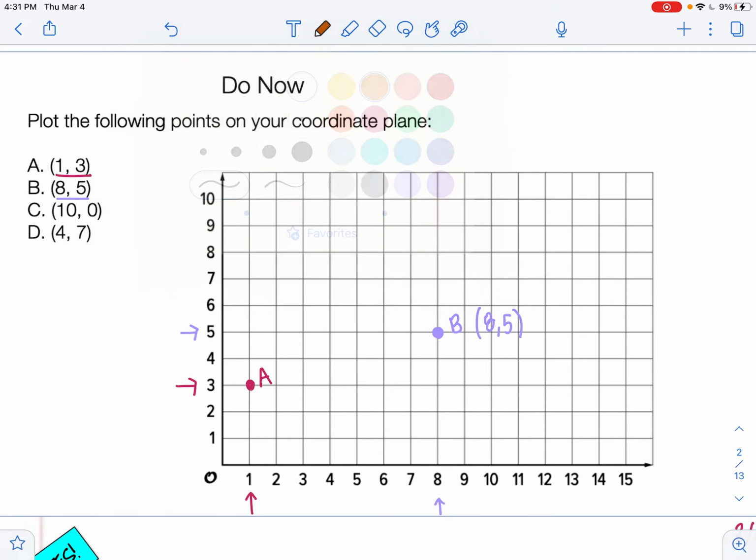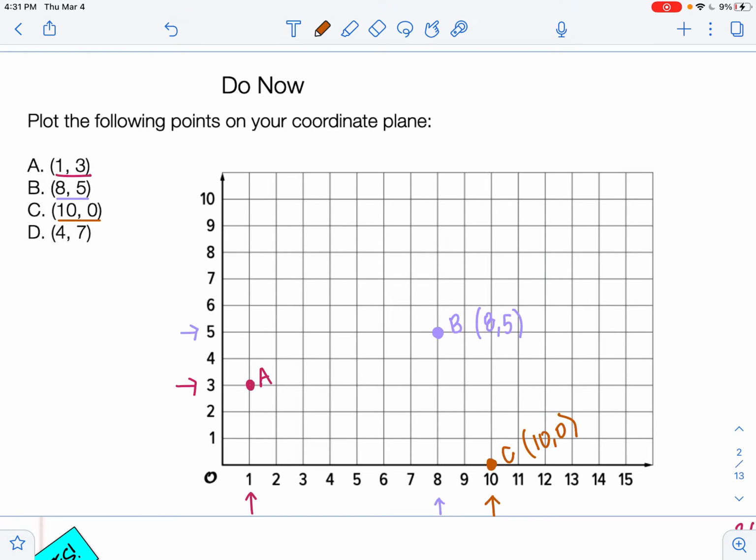The next example we have is (10, 0). The 10 tells us that we need to move 10 spaces to the right. Find my 10 on the x-axis. And the 0 tells me that I don't need to move up or down at all, because my y-coordinate, my amount up or down, is 0. So point C, (10, 0), will be right here.